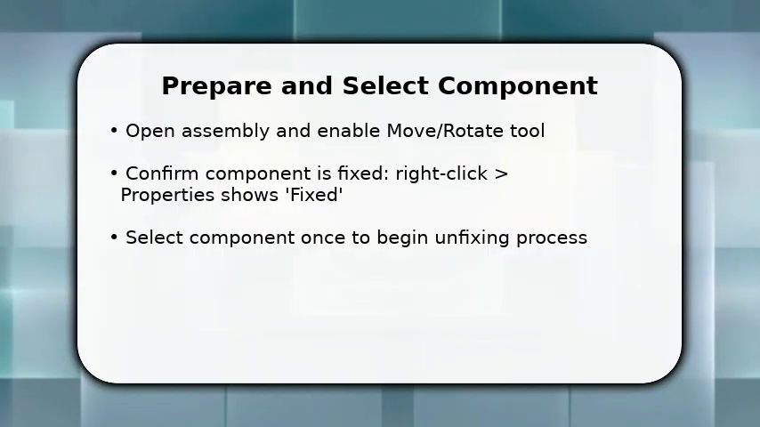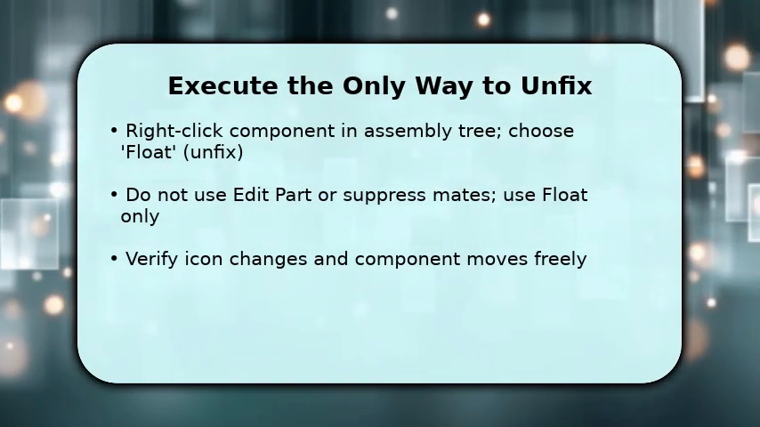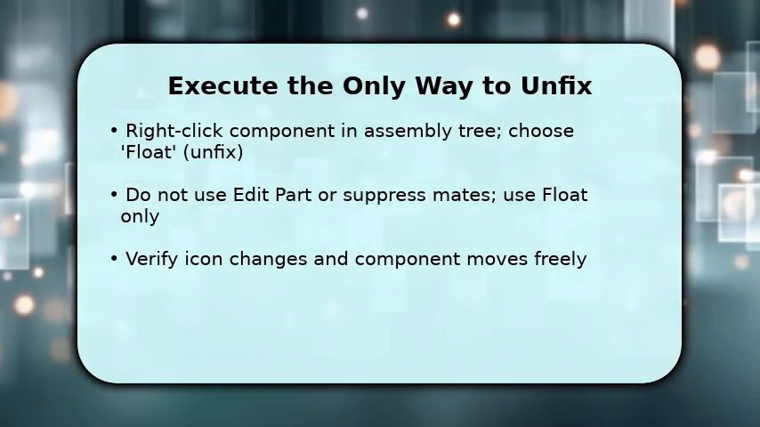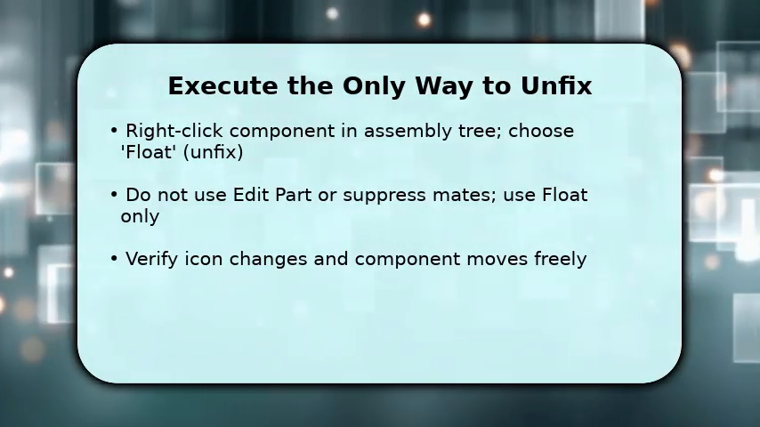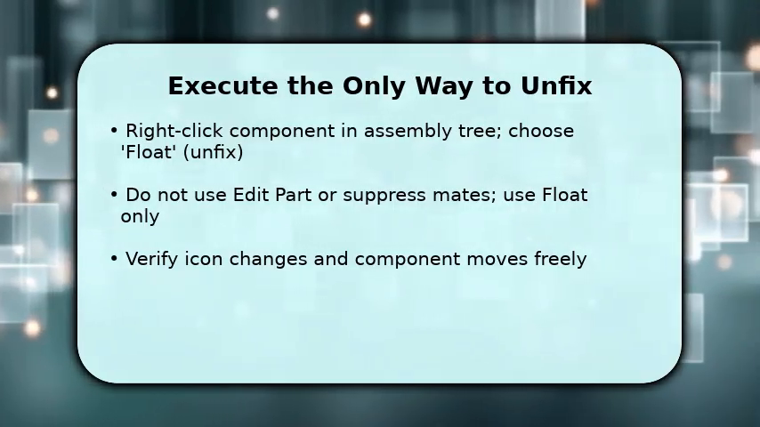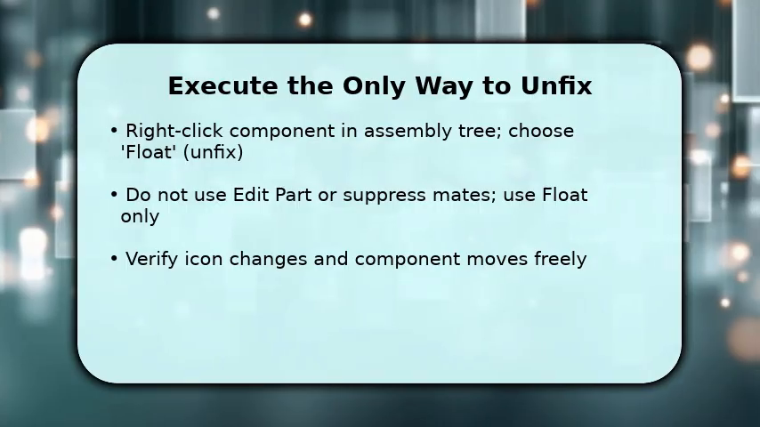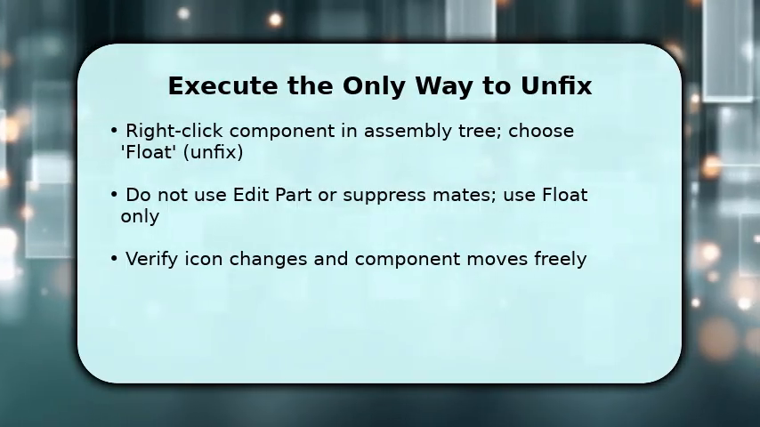You now perform the single correct action. Right-click the fixed component in the feature tree or graphics area and choose Float. This is the only reliable SolidWorks method to unfix assembly components without altering mates. Once you select Float, the fixed icon disappears and the component regains degrees of freedom.